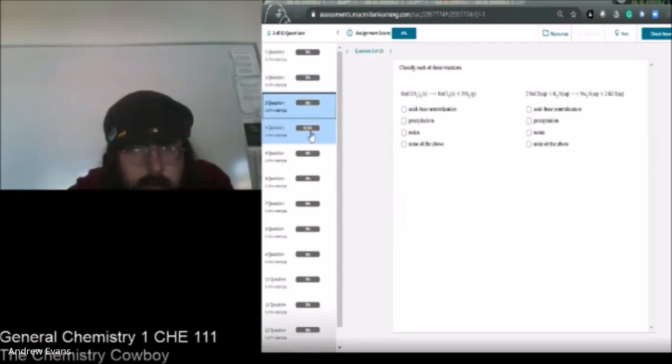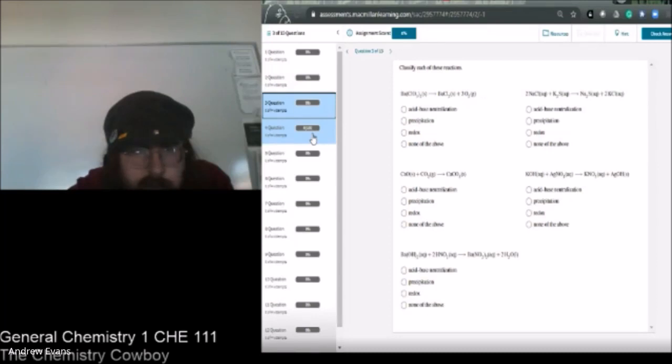So more classification, you could label these as acid, base, precipitation, redox, or none. So acid base, you're looking at water formation, proton and hydroxide neutralizing. If it's not doing that, it's not acid base.